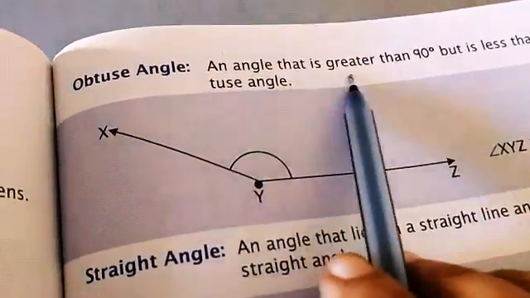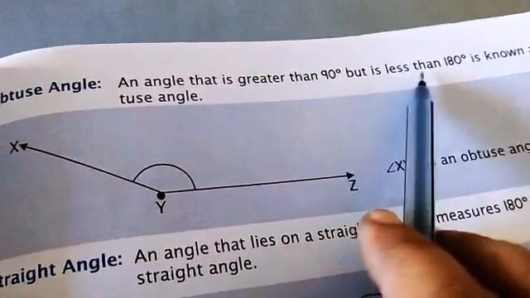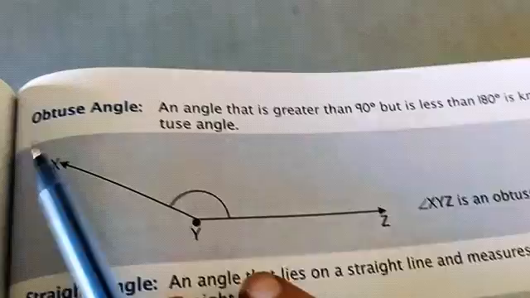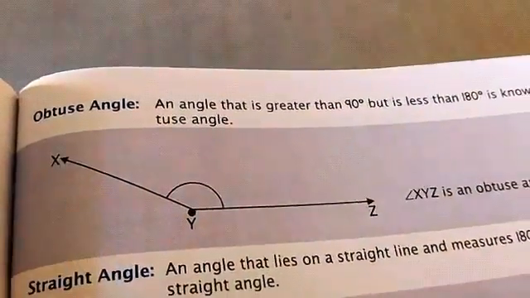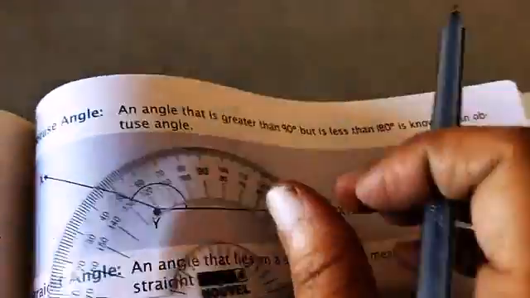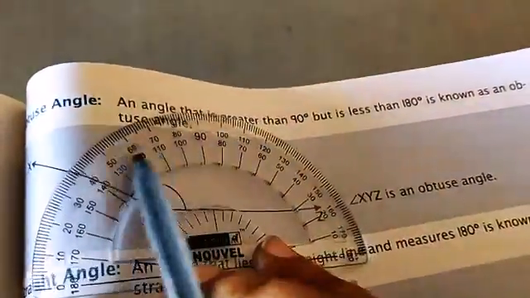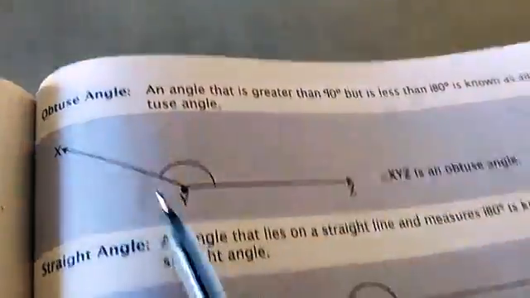Now what is obtuse angle? An angle that is greater than 90 but less than 180 is called an obtuse angle. So this is an obtuse angle. The ones that are more than 90, then it becomes an obtuse angle.